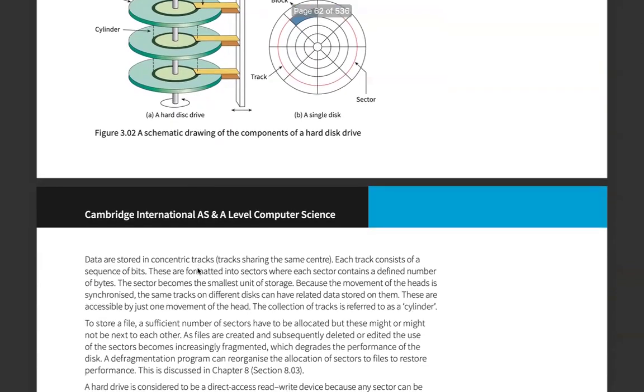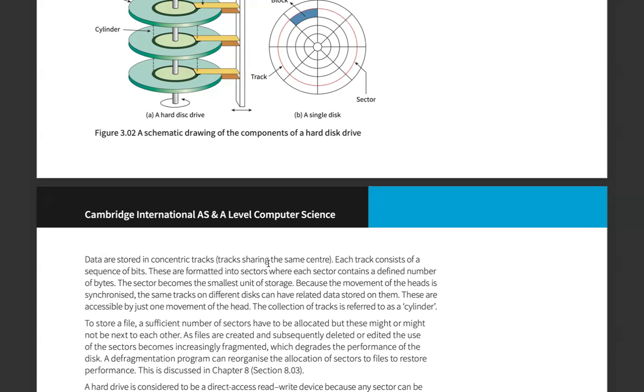So here data are stored in concentric tracks. Tracks share the same center. Each track consists of a sequence of bits. These are formatted into sectors, where each sector contains a defined number of bytes, and the sector becomes the smallest unit of storage as well.